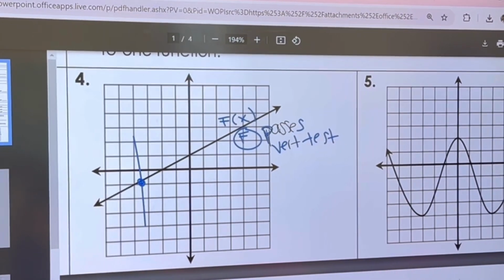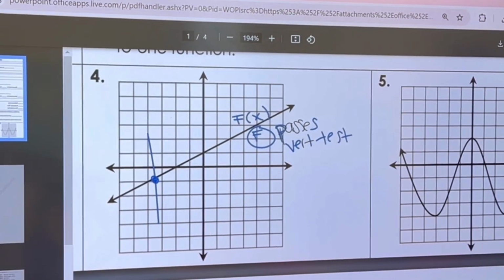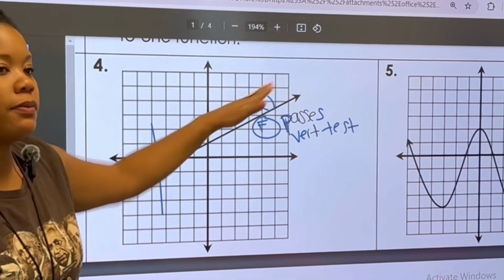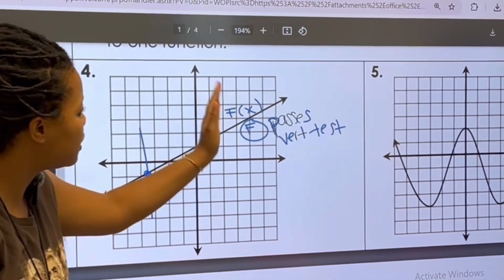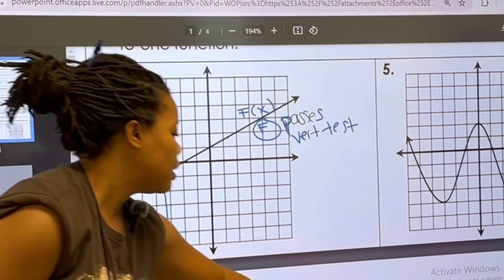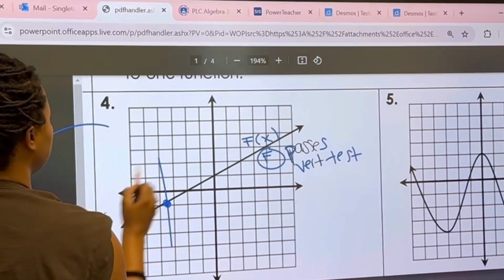Okay, write that down. F of x. This line is a function because if you go like this, it only passes it one time. What about this? Is this a function, a circle?